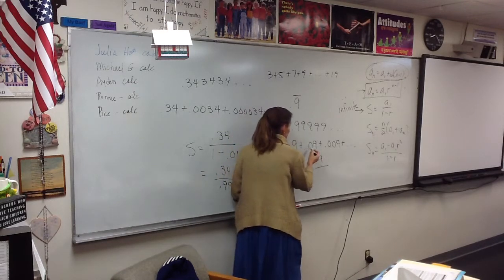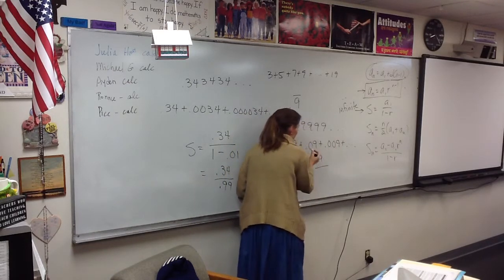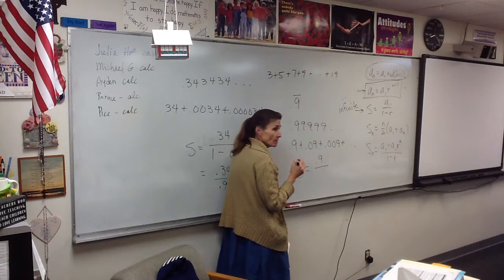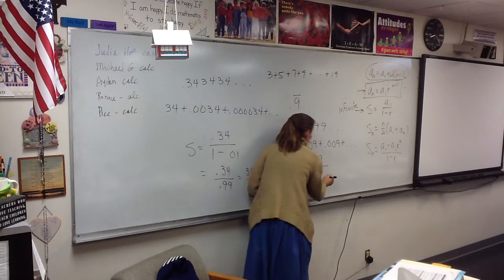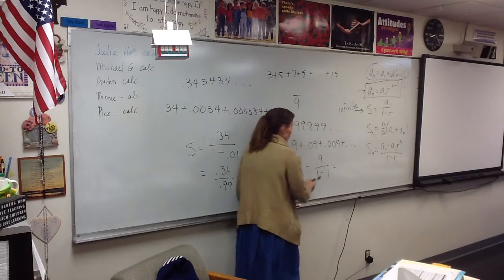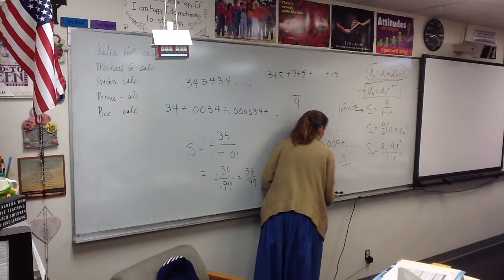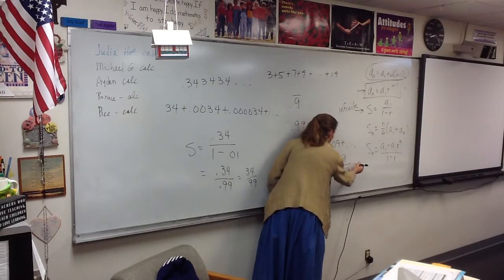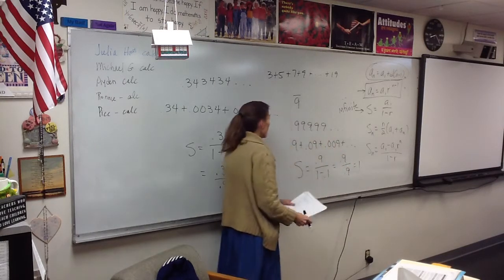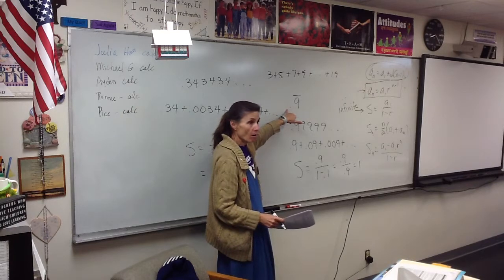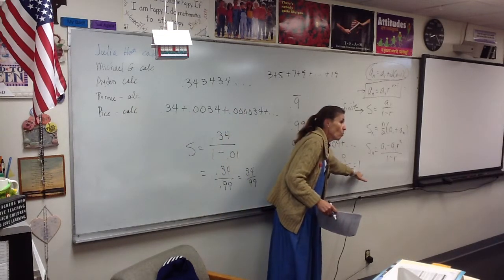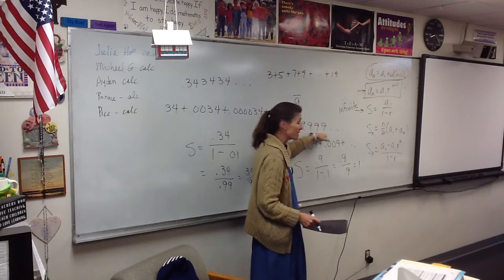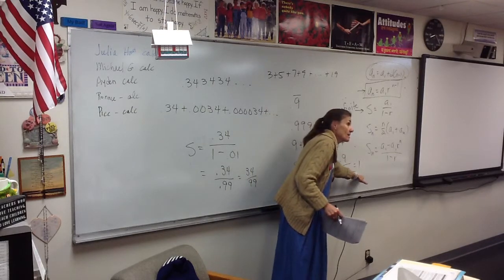What is the ratio this time? What am I multiplying by this time? Not 1/100th. 1/10. So 1 minus 1/10. What's 1 minus 1/10? 0.9. 0.9 bar is exactly the same as 1. Repeating nines are the same as 1.